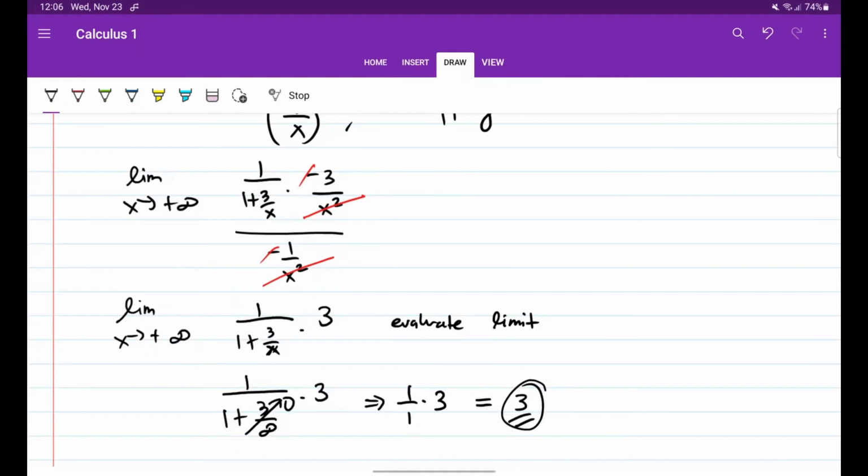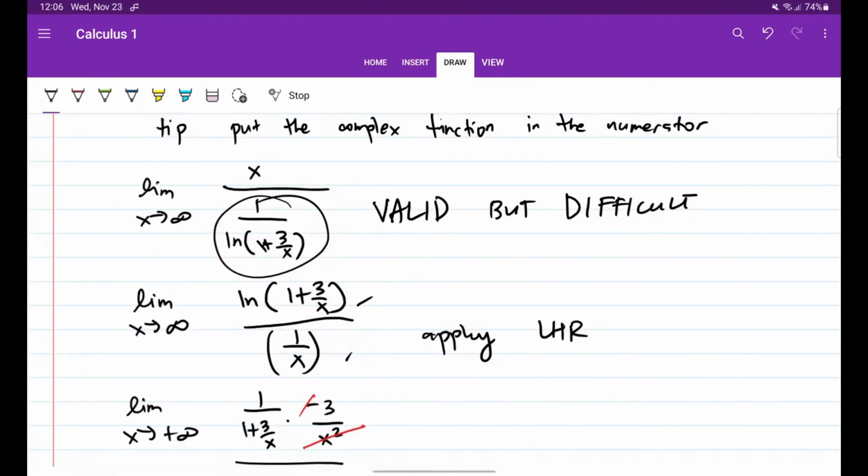So we just applied L'Hopital's rule here. And again, the tip here is that yung ilalagay natin sa numerator is yung mas simple na kuhanan ng derivative or yung complex na function. Okay? Kasi kapag linagay natin sa denominator, then mahihirapan tayo kunin yung derivative.